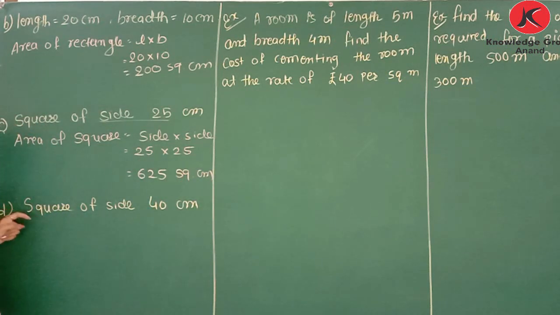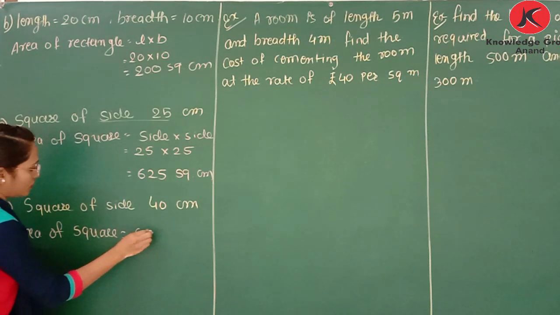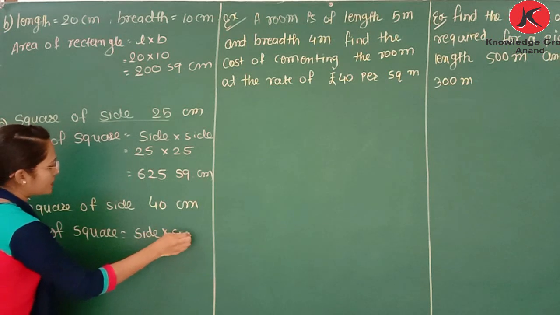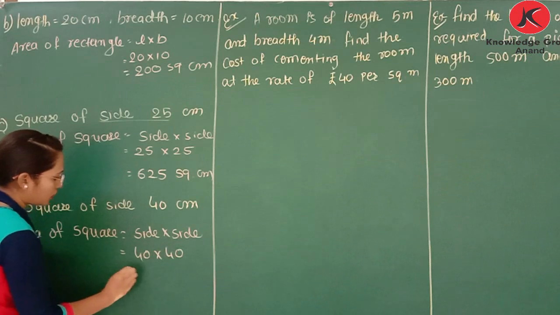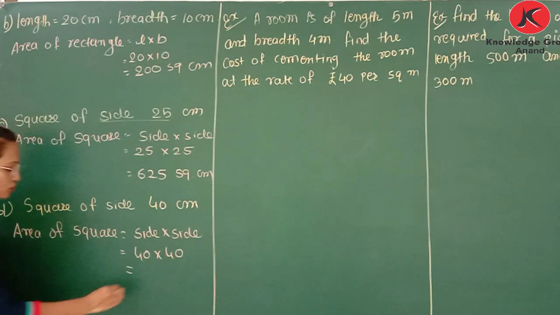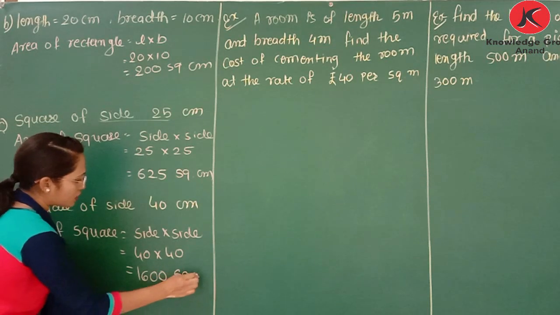Now next one, square of side 40 centimeter, same as the previous one. Area of square, side multiply side, 40 multiply 40. If you multiply 40 with 40, you will get 1600 square centimeter.